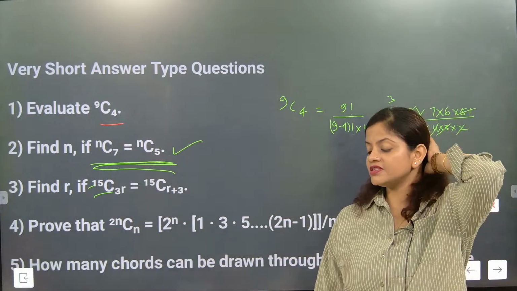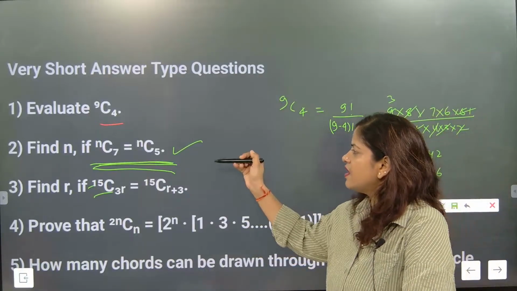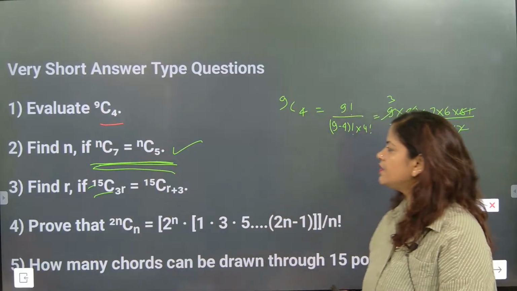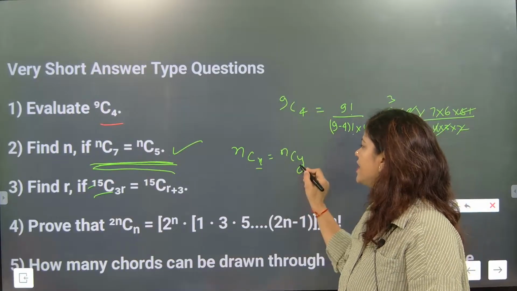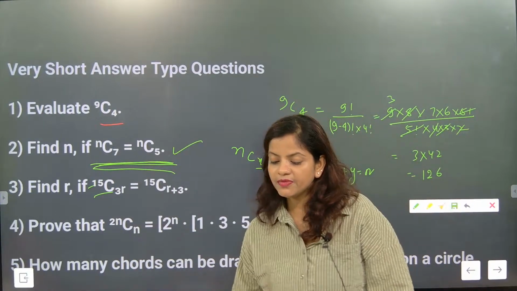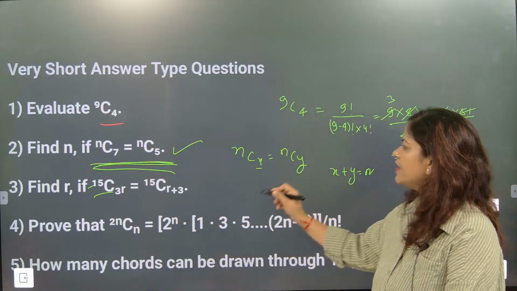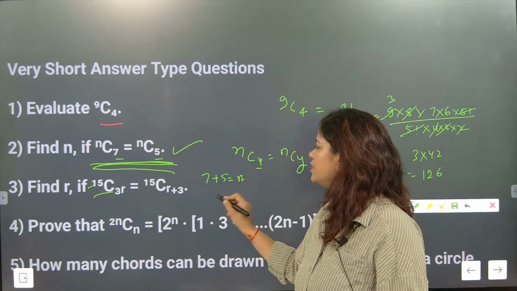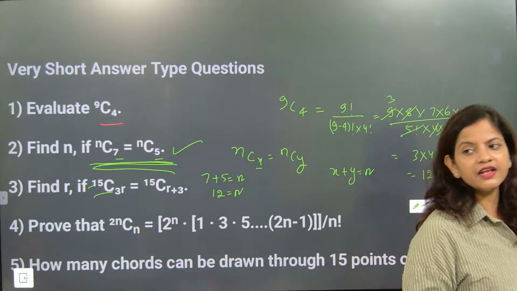Again, same pattern formulas are there. Whenever they write nC7 equals nC5, you know that n is the same. You know this formula: nCx equals nCy. Now, beta, x plus y should be equal to n. Since x plus y is equal to n, we can write here 7 plus 5 equal to n. So n is exactly equal to 12.